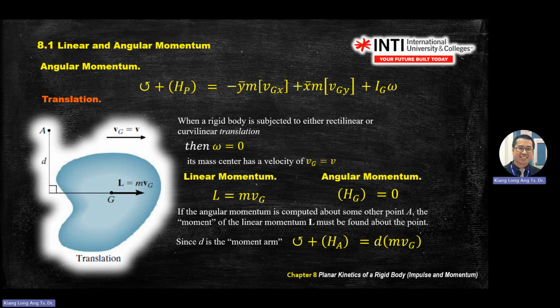How do you get momentum? M multiplied by V at the centroid or center of mass, mv. Then when you extend this with the reference point A with the perpendicular distance, you can get moment. Moment is F multiplied by D, right? But in this case, we take a moment of momentum, so mv multiplied by D, you get translation momentum, right? So when you have a translation, you only need to consider mv multiplied by the perpendicular distance.